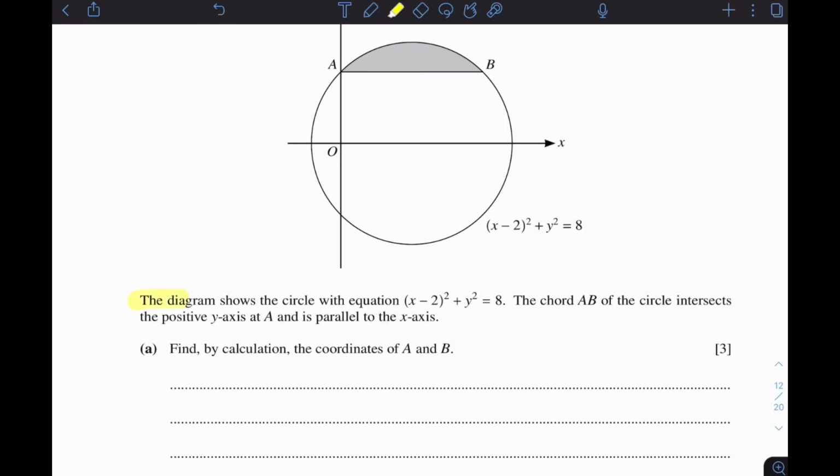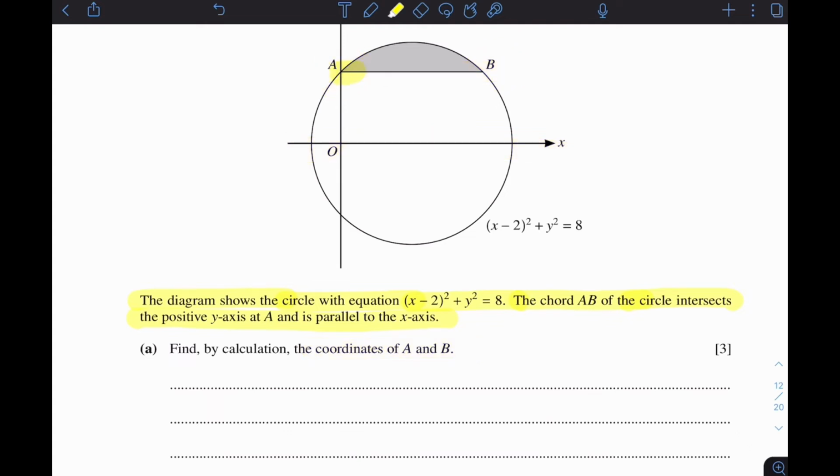Okay, the diagram shows a circle with equation x minus 2 whole square plus y square equals 8. The chord AB of the circle intersects the positive y-axis at A and is parallel to the x-axis, I mean these two are parallel. We need to find the coordinates of A and B. That is this A and this B.